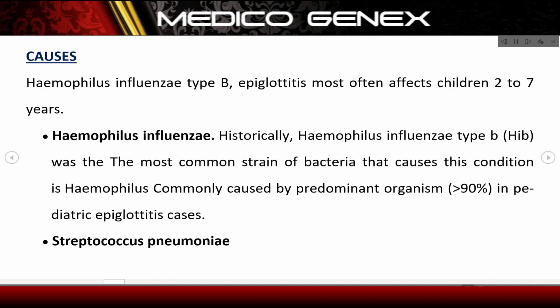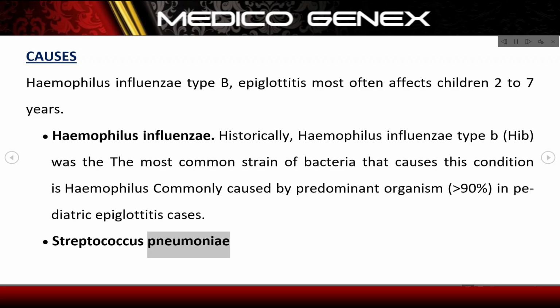Causes. Haemophilus influenzae type B. Epiglottitis most often affects children 2 to 7 years. Historically, Haemophilus influenzae type B, Hib, was the most common strain of bacteria that causes this condition. It is the predominant organism, 90%, in pediatric epiglottitis cases.